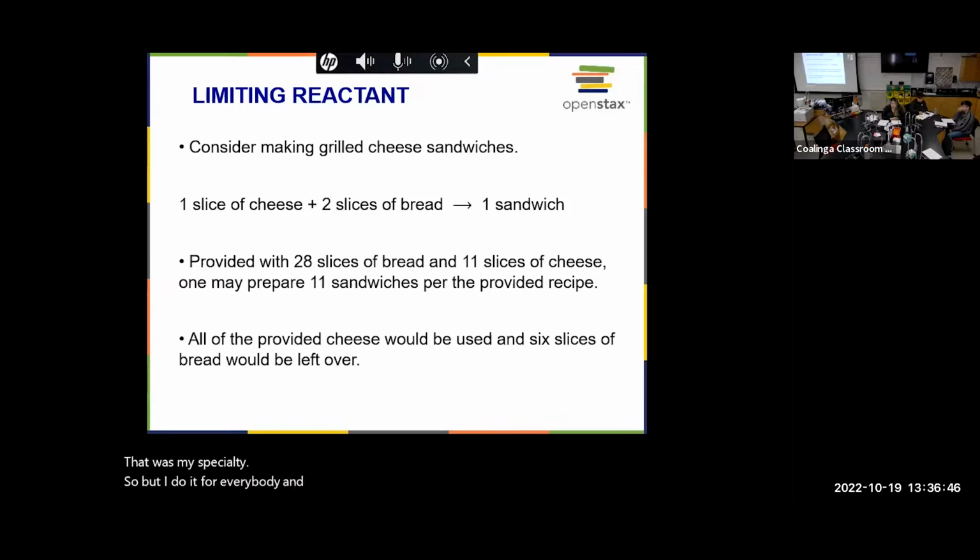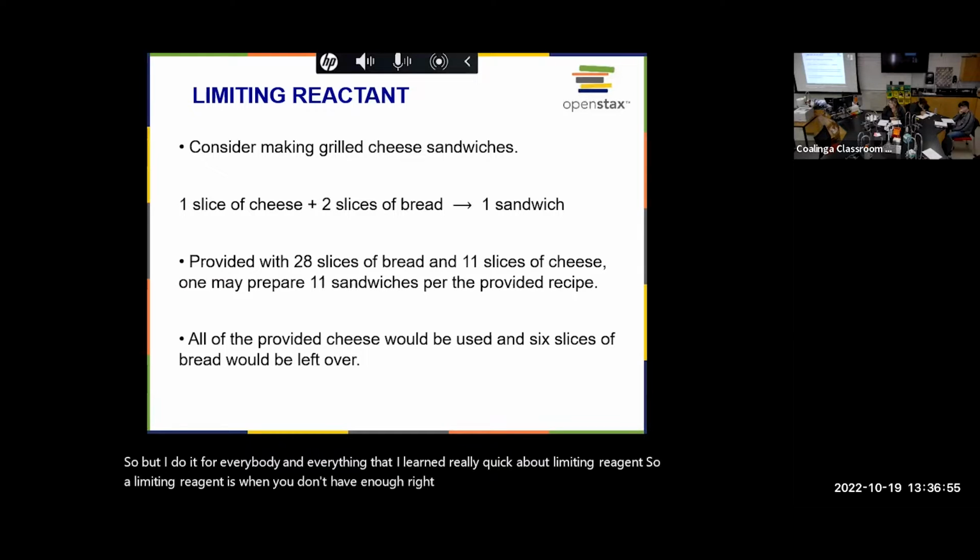So I learned really quick about limiting reagents. A limiting reagent is when you don't have enough, right? So if we think about it like this: if I have 28 slices of bread and I have 11 slices of cheese, what's going to be limited? The cheese. Why? Because you have 14 pairs of bread, but only 11 slices of cheese.